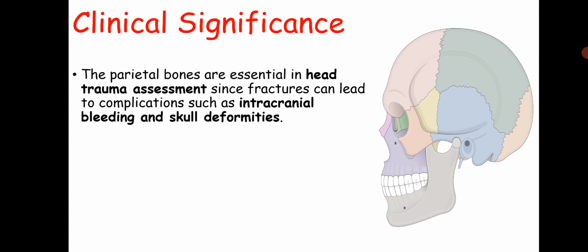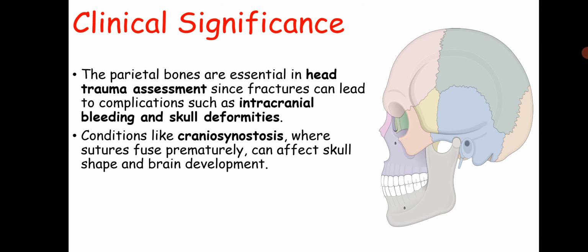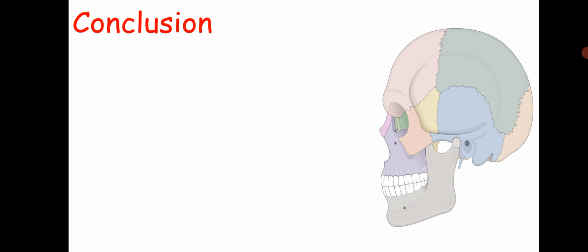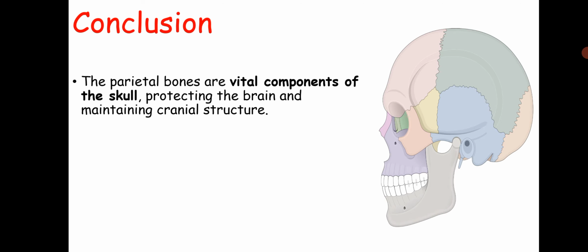Now let's talk about clinical significance of parietal bone. Parietal bones are essential in head trauma assessment, since fractures can lead to complications such as intracranial bleeding and skull deformities. Conditions like craniosynostosis, where sutures fuse prematurely, can affect skull shape and brain development. These bones also play a role in surgical procedures such as craniotomy, where surgeons access the brain by temporarily removing part of skull.